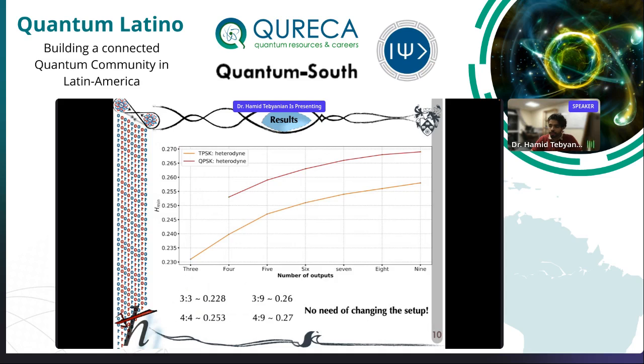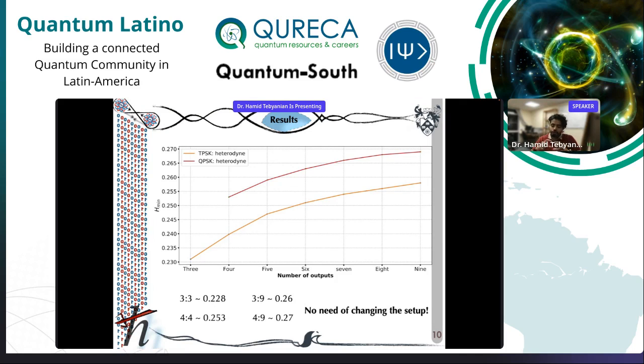So here we can see the result. This figure shows conditional entropy as a function of the number of outputs, only for TPSK and QPSK modulation schemes using heterodyne detection. Going from 3 outcomes to 4 outcomes, the amount of extractable entropy, or randomness, goes from 0.22 to 0.27 without needing to change the experimental setup.